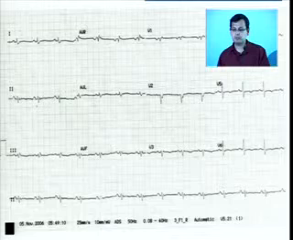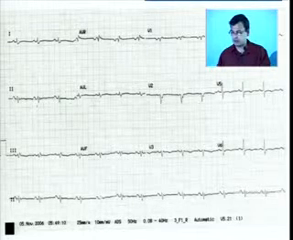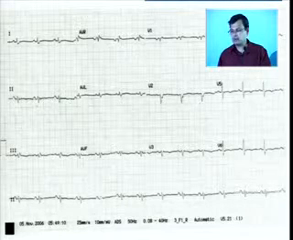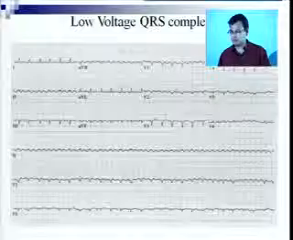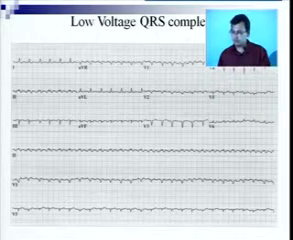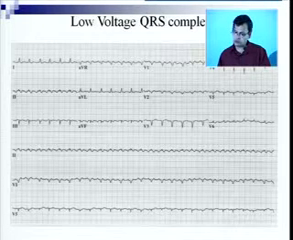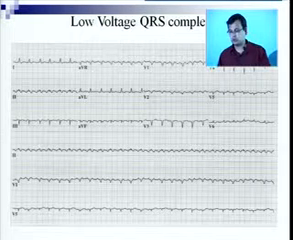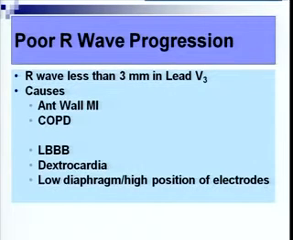So this is an example where you can see that all the voltages are much less compared to the normal. Especially you can appreciate it in the limb leads where very low voltages are seen. This is another example where the patient has extensive infarction resulting in effusion, and there is associated small QRS complexes.